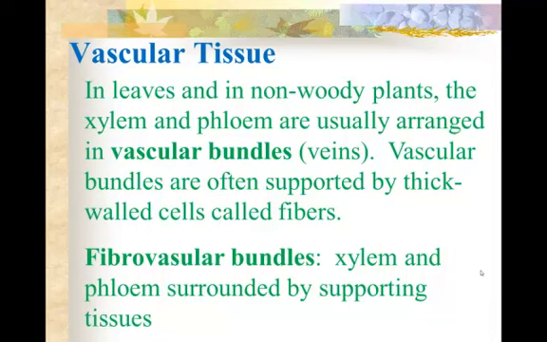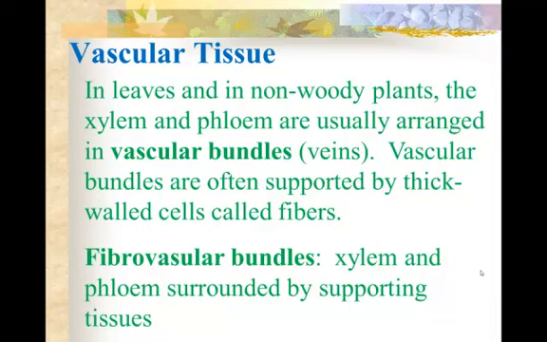In the leaves and in the non-woody parts of plants, the xylem and the phloem are usually bound up together in a structure that we call a vascular bundle. Makes sense. It's a lot of xylem and phloem bound together. In a leaf, we commonly refer to a vascular bundle, or more technically, a fibrovascular bundle. We can call them veins.